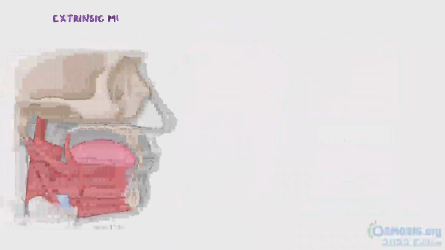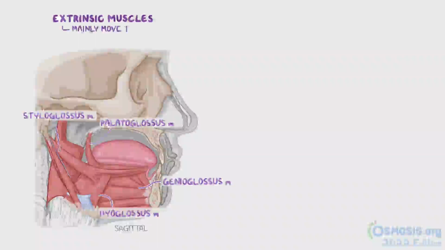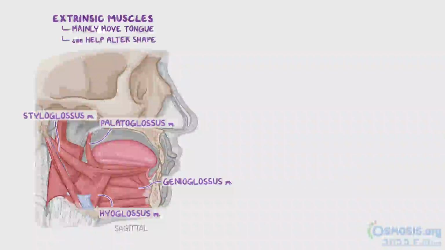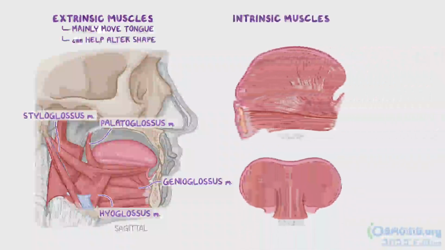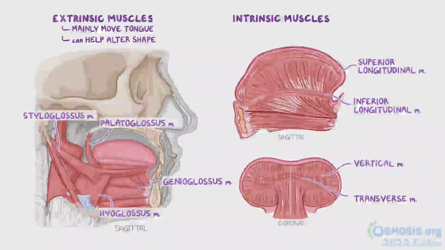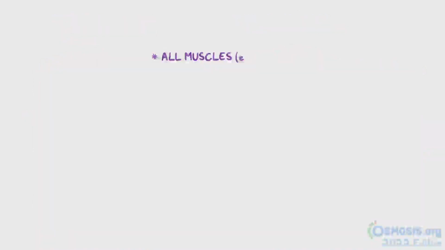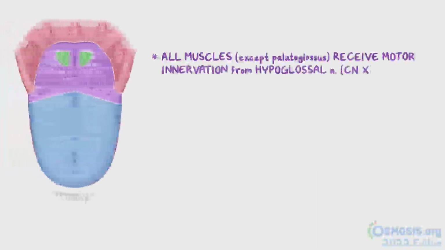The 4 extrinsic muscles of the tongue are the genioglossus, hyoglossus, styloglossus, and palatoglossus. Their role is mainly in moving the tongue, but they can help alter its shape as well. The intrinsic muscles of the tongue include the superior and inferior longitudinal, transverse, and vertical muscles, and they mainly help control the shape of the tongue. All muscles of the tongue except the palatoglossus receive motor innervation from the hypoglossal nerve.